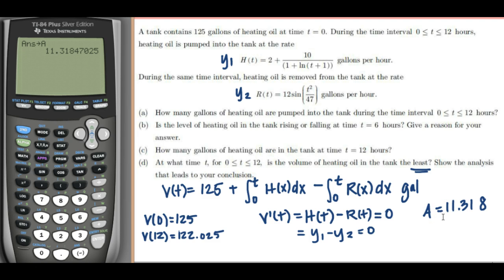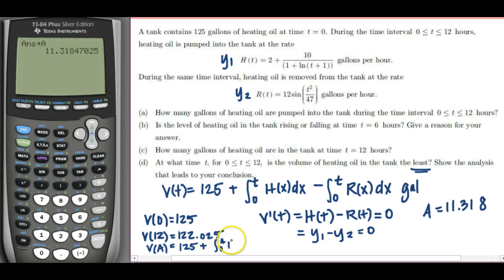So now the other quantity that I need is V of A. I'll go ahead and call it. Since I wrote A over here, I can just write A as what I'm evaluating the function V as. So V of A is 125 plus the integral from 0 to A of h of t dt minus the integral from 0 to A of r of t dt. Sorry, ran out of space there.